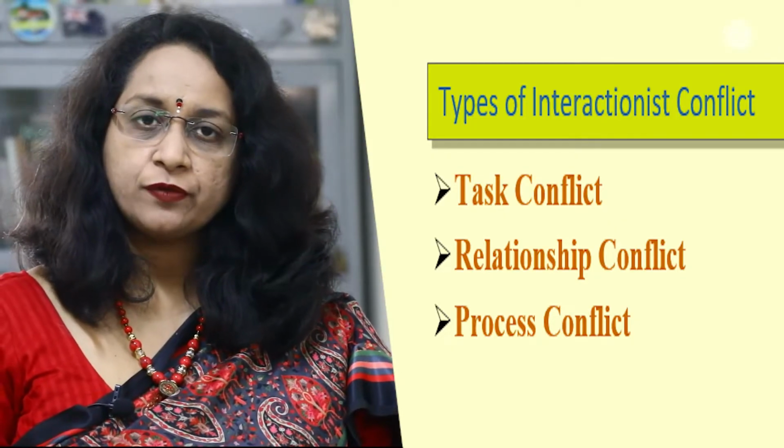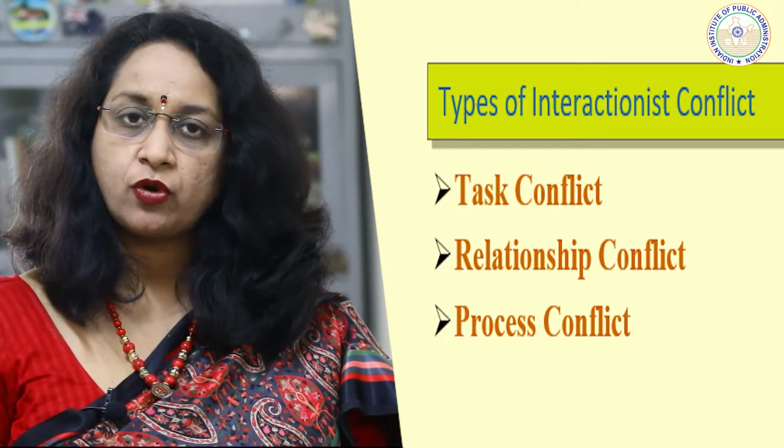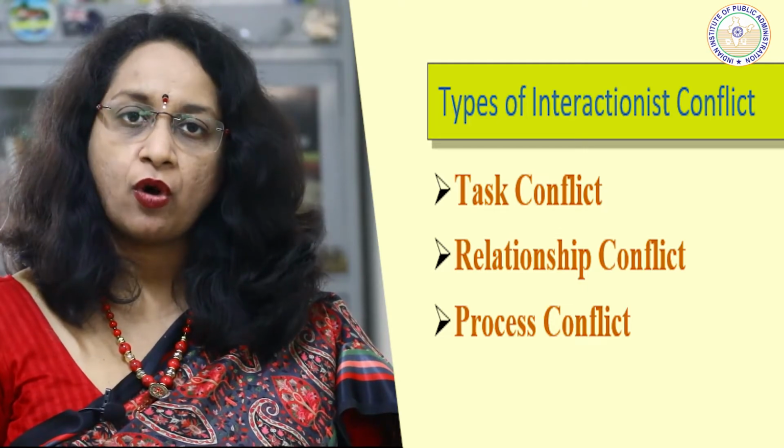There are three types of interactionist conflict. First is task conflict, second is relationship conflict, third one is process conflict. Task conflict is related to conflict over content and goals of the group. Conflict based on interpersonal relationships is relationship conflict. And conflict over how work gets done or how things are carried out is process conflict.